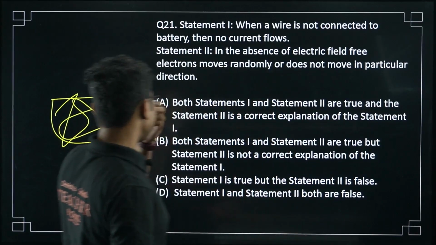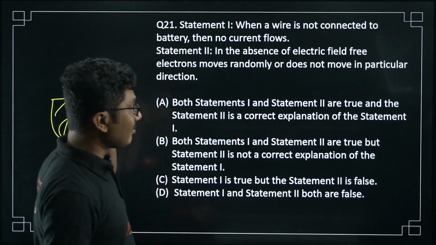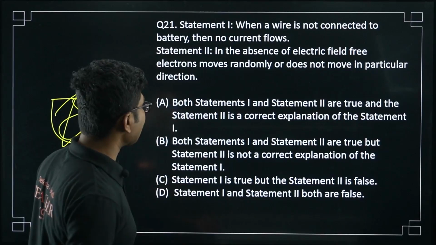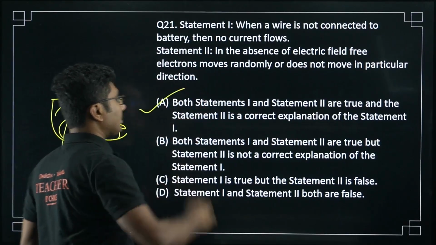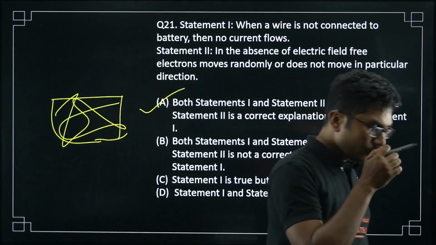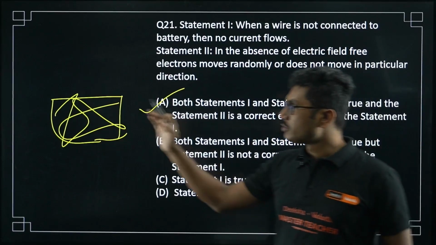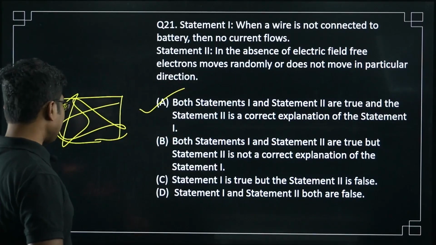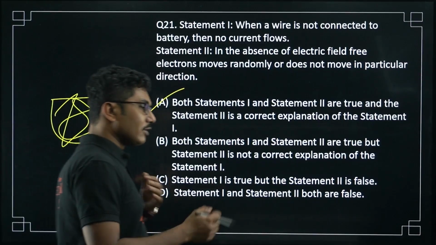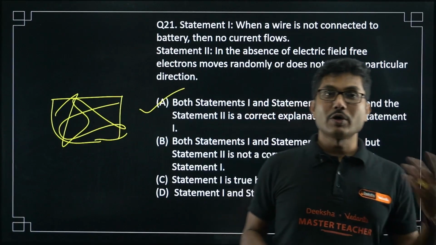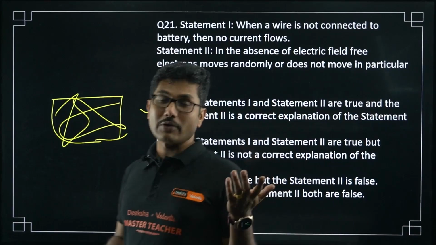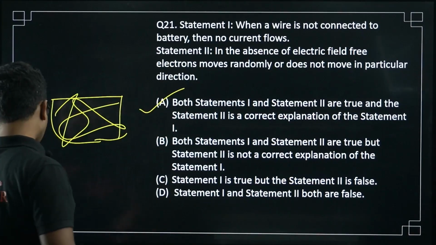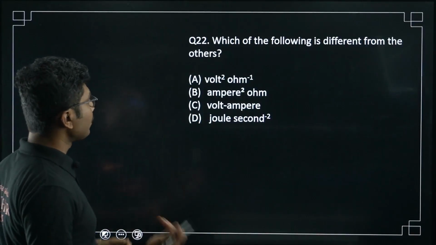That is, both statements are correct, and statement 2 is the correct explanation of statement 1, definitely. Because only if the electrons move in a particular direction will we say that there is a current in the circuit. But if there is no electric field, there will be no motion, that means no current. And who is the source of the electric field? The battery. So battery not connected means no motion.